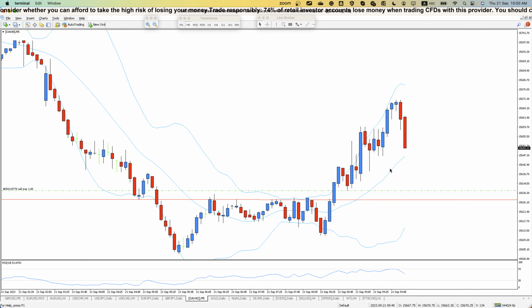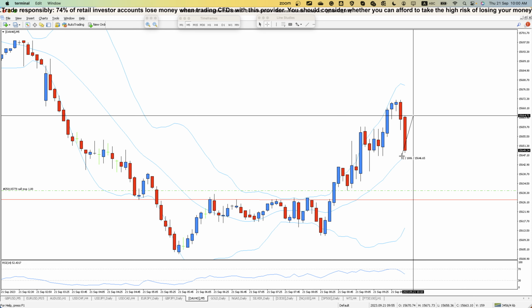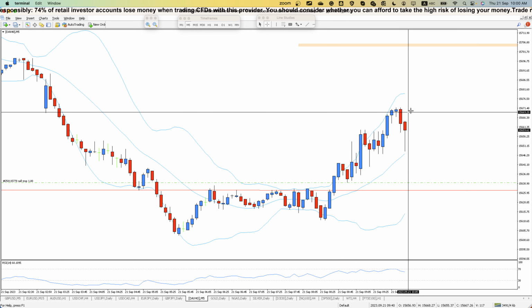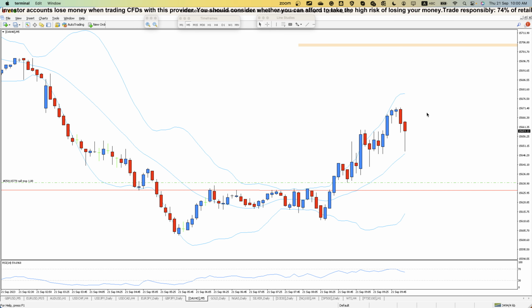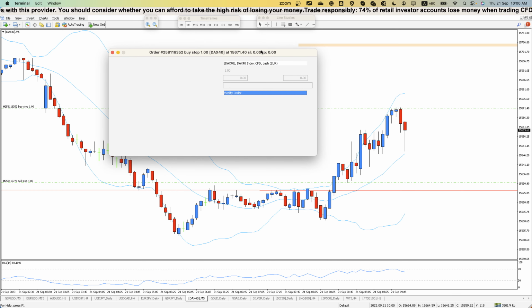Let's see where the price wants to go. So far it's sold off almost 20 points. For those who want to do a buy stop order, of course a buy stop order can be initiated right here.